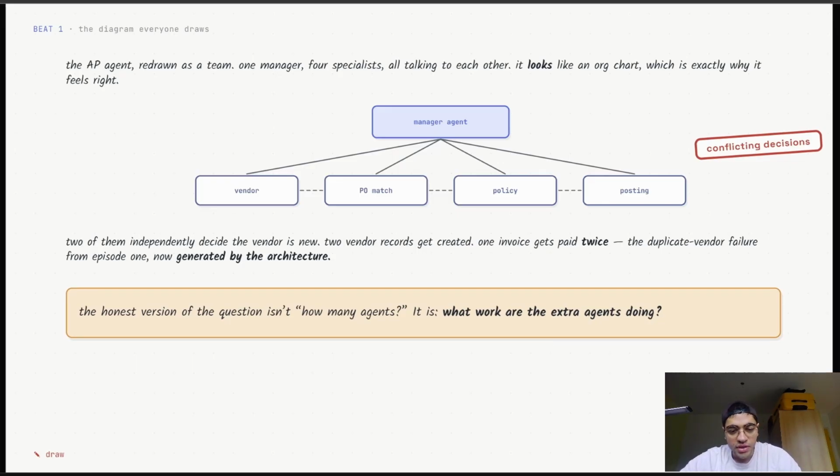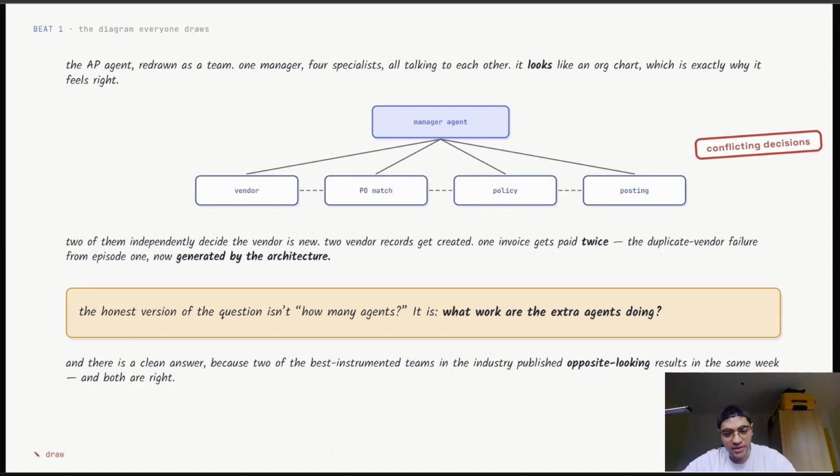So the question people ask is, how many agents should I use? And that question has no answer here, because you could also have more agents to control, and that could add more costs, and maybe that would reduce. So the answer for that question is, it depends. The honest version of that same question is, what work are the extra agents doing, reading or writing? So basically, if I'm adding new agents, what will they be doing? How would they be beneficial?